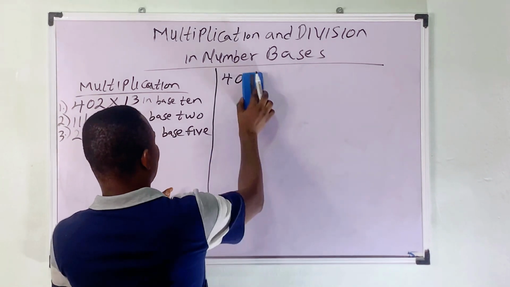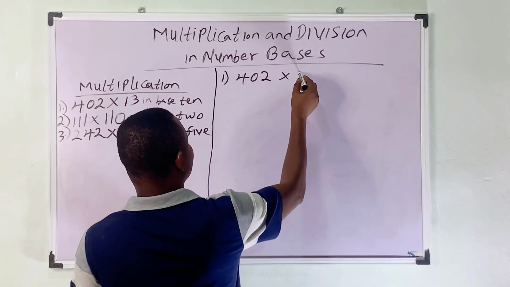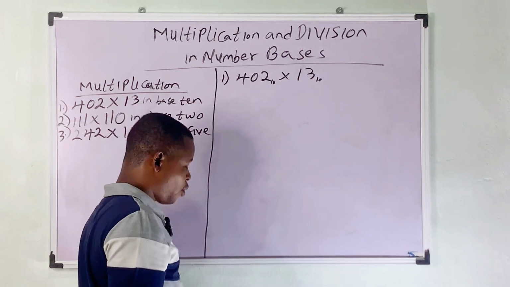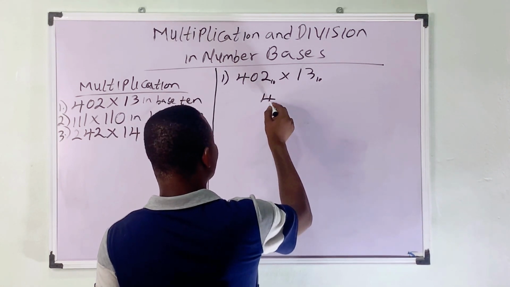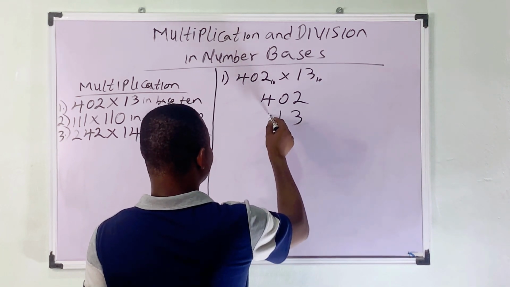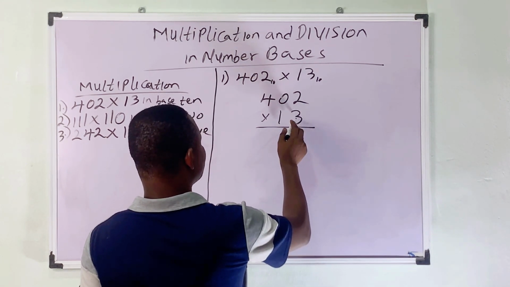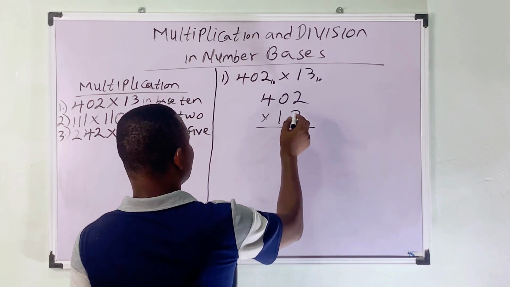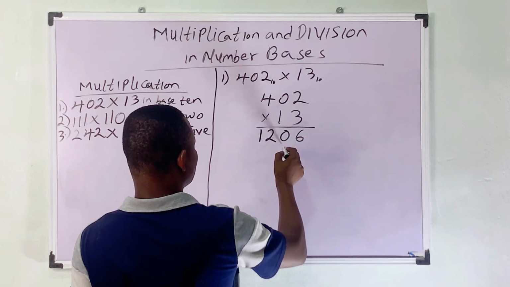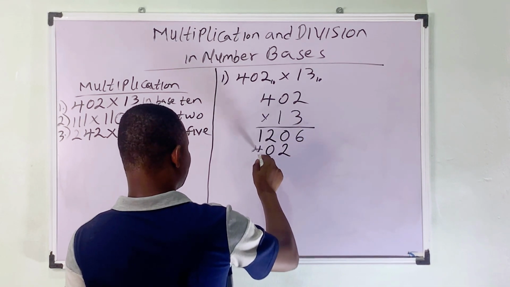402 times 13 in base 10. This is very simple for us because we are used to numbers in base 10. We arrange it this way. So 3 multiplied by 2, that is 6. 3 multiplied by 0, 0. 3 multiplied by 4, that is 12. 1 multiplied by 2, that is 2. 1 multiplied by 0, 0. 1 multiplied by 4, that is 4.